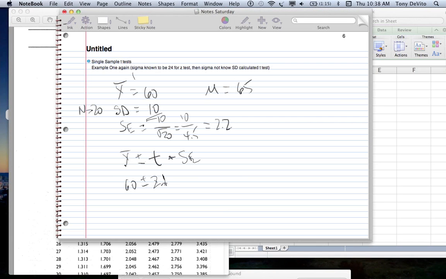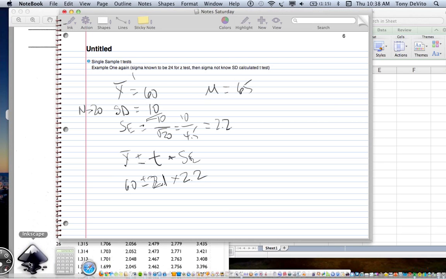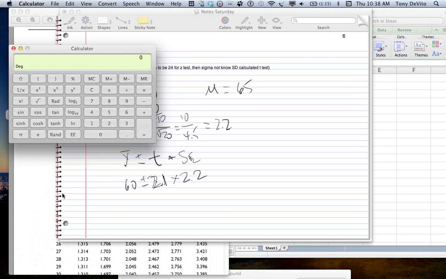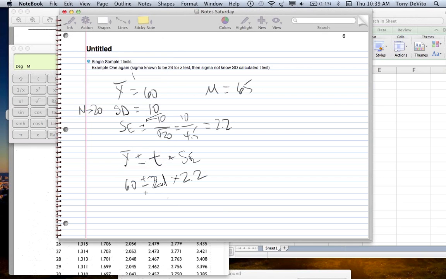So this is 2.1 times my standard error, which is 2.2. So 2.1 times 2.2 equals 4.62. I'm going to store that in my memory here. Then I'm going to take 60 and subtract that from there, and it gives me 55.38, 55.4.